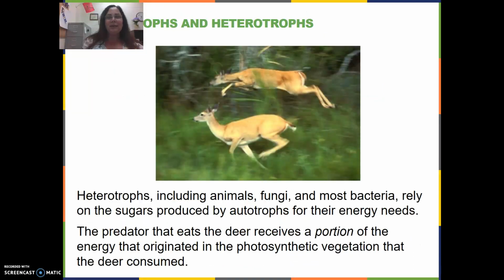Moving on, of course, these are deer and they are heterotrophs. So heterotrophs include animals. And heterotrophs also include fungi and most bacteria. So this means they consume food. It doesn't mean they necessarily eat like we do. They don't necessarily ingest. Sometimes, like with fungi and bacteria, they might absorb their food. But heterotrophs do have to consume their food. They don't make their own food.